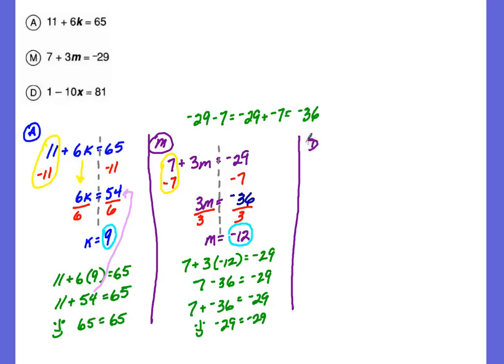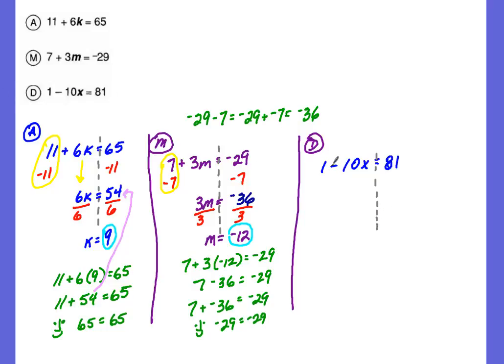Letter D. Now, letter D, we worked on that in class and it created a lot of questions. So let's make sure we do D here together so that you get those questions answered. Looks kind of confusing. We have 1, we're taking away 10x. It's all going to equal 81. Reflection line. Make sure I remember whatever I do on one side, I'm going to do on the other.